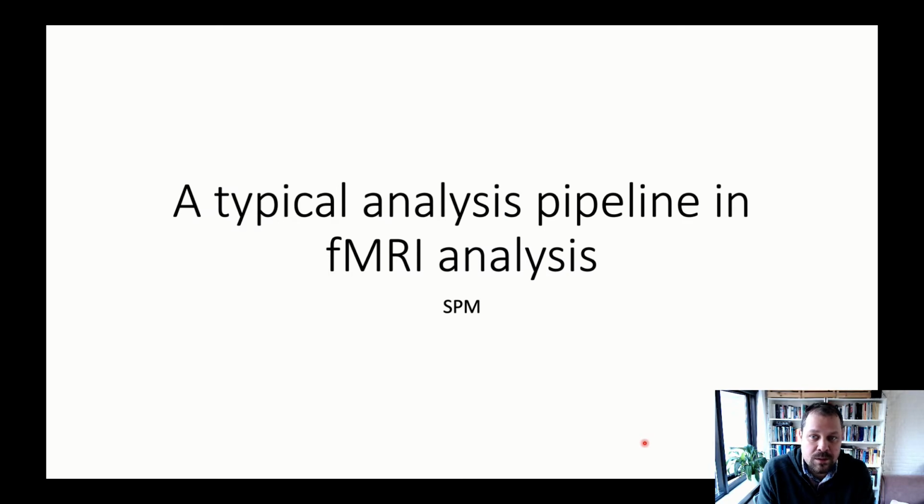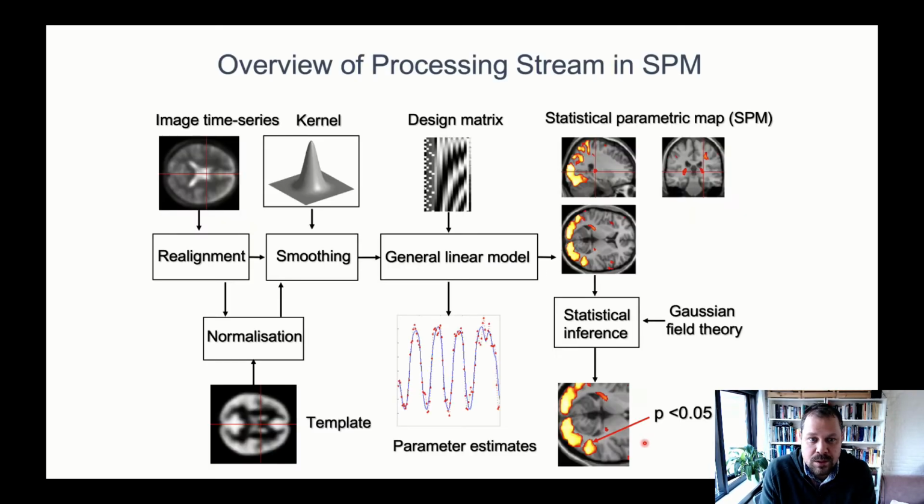So just to give you an idea of how this looks, and this is a simplified version that was used in the older days, here is a processing stream in SPM, which is the software that we'll use in the tutorials. So first, we acquire a time series of images in the EPI plane, so T2 star images. There will be some subject movement, which we then need to realign. Then we need to normalize these images.